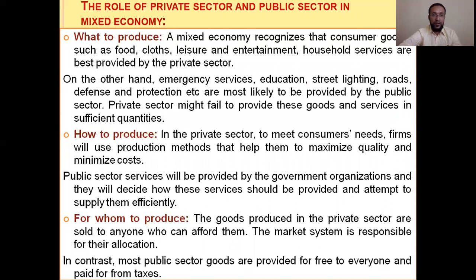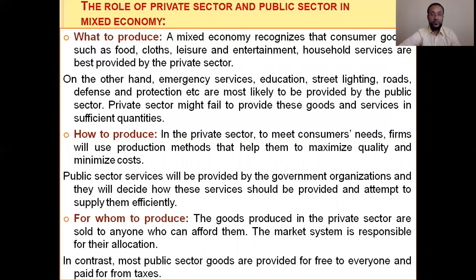All right, now how to produce? In the private sector, to meet consumers' needs, firms will use production methods that help them to maximize quality and minimize cost. But public sector services will be provided by government organizations, and they will decide how these services should be provided and attempt to supply them efficiently.